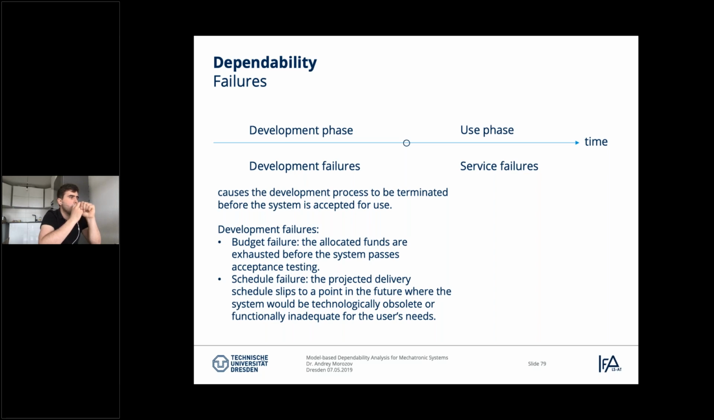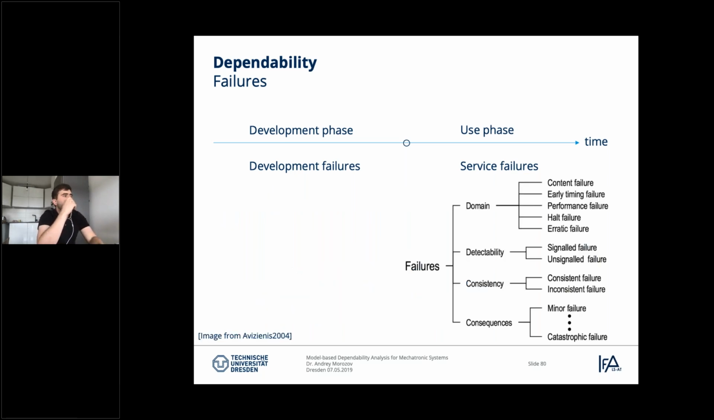Okay, schedule failure. The projected delivery schedule slips to a point in the future where the system would be technologically obsolete or functionally inadequate for the user's needs. So let's say if we decided nowadays to produce some old phone, it would be a schedule failure. No one will buy it. And service failures are also classified according to the domain, detectability, consistency, and consequences. The consequences go from minor to catastrophic.